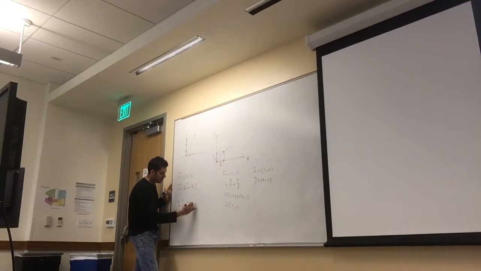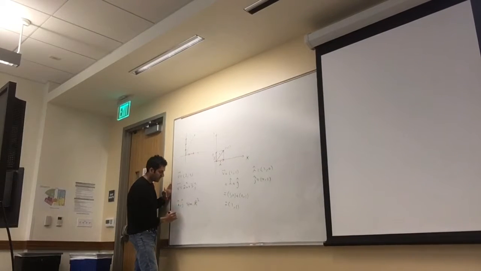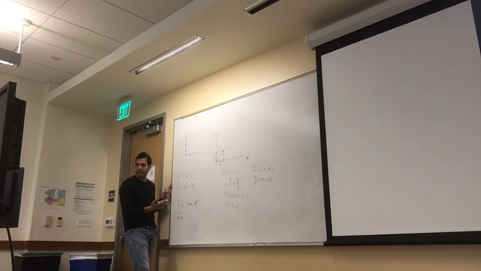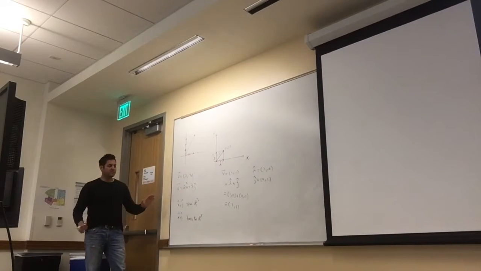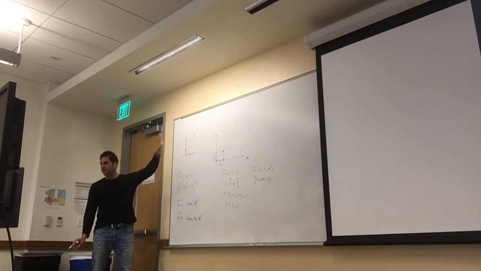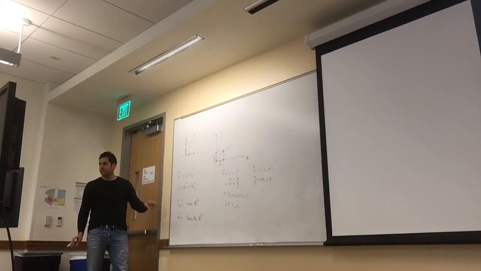span R2. Or you say i and j, I won't get into the technicality of it right now, are the basis for R2. So you can essentially span anywhere in this plane with those 2 vectors, because you can just combine i and j and get there, okay?